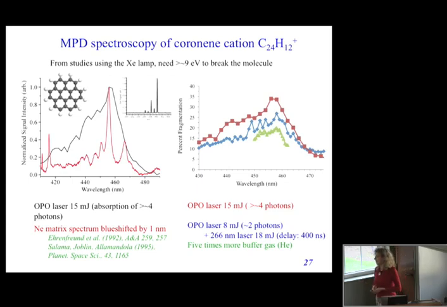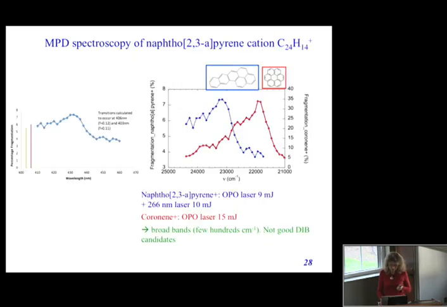We cannot use millibar of buffer gas. It's impossible with this kind of experiment. But we can increase it a bit, and here you have five times more gas, and you see that the threshold is better defined. So clearly there's something to do on the cooling of the ion and on the multiphoton scheme, but still it will be difficult to get to this band measured in matrix. It's really tricky. Another species we studied, which is of comparable size, is the naphthopyrene cation, which is this one here.